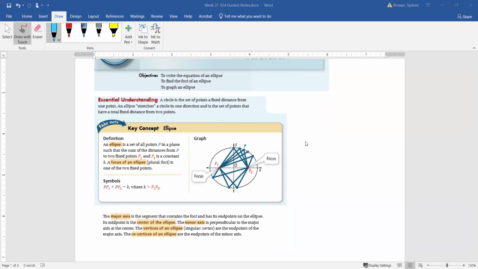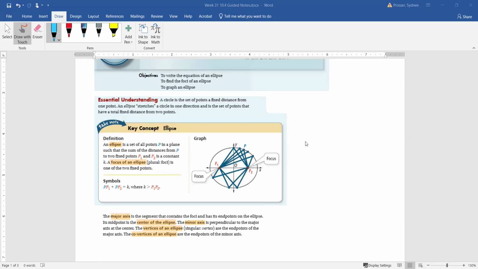So if you remember, a circle is the set of points a fixed distance from one point, where everything's equidistant from the very center. Now, an ellipse is basically a stretched version of a circle, but now it's all equidistant from two fixed points that are within this ellipse. Okay, and so you can read over this definition, and we've got a bunch of new vocabulary. You can see all of the highlighted words there are new vocabulary that we're going to talk about.